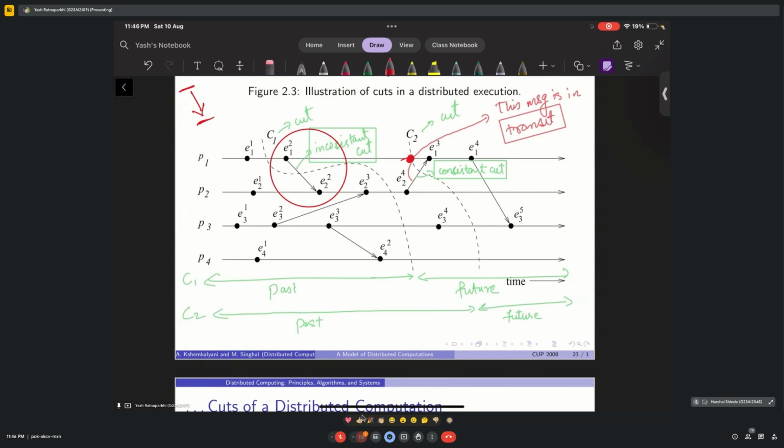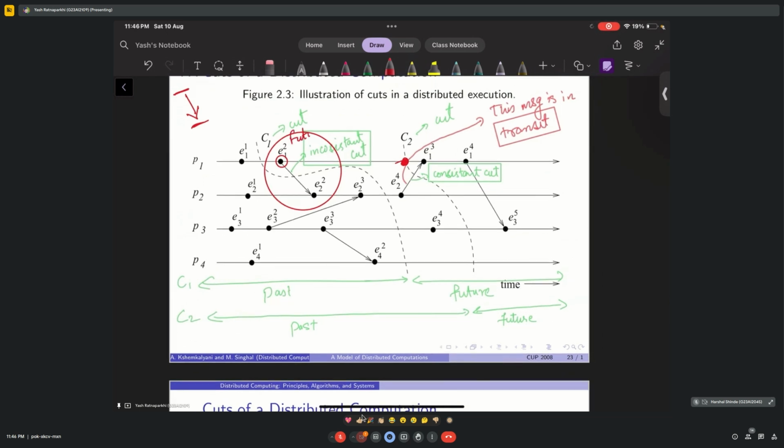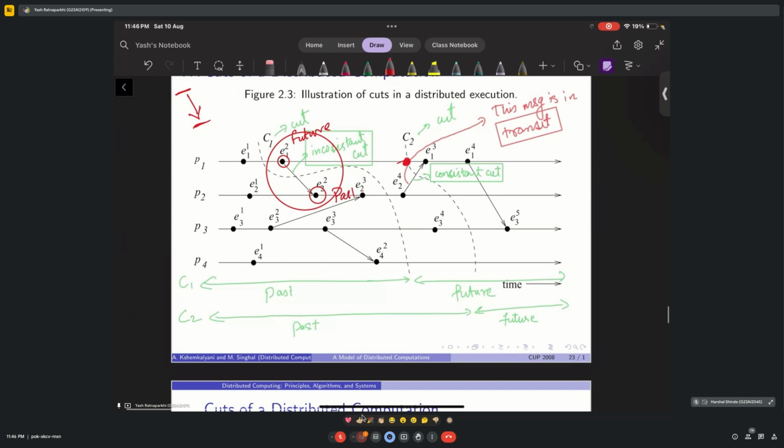Can anyone tell me ये जो E1 है, this is a future or past with respect to C1? Future. Correct, future है. Good. Talking about E22, is it a future or past for C1? Past. So something was earlier into the future and it came to the past, so it does not make any consistent cut. So we say this particular cut is inconsistent. Understood? मतलब जो भी मैंने C1 cut बनाया, it is inconsistent in nature.